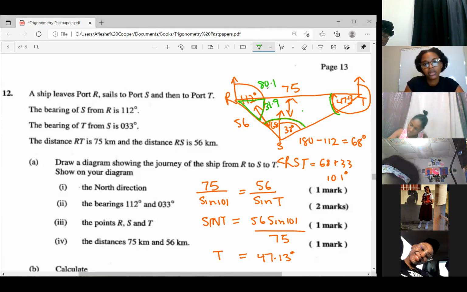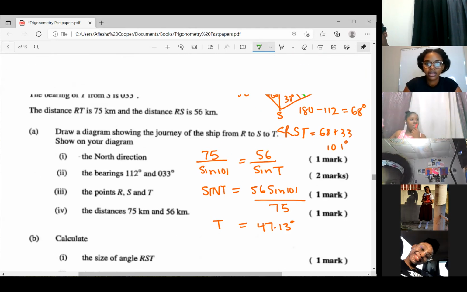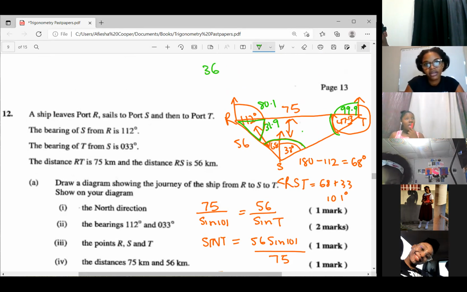80.1. So now we can do co-interior angles. So if here is 80, how much is across here? 99.9. Yes, miss. Right? And if there's 99.9, of course, we could just subtract 360 minus 99.9, which will give us how much? 260.1.